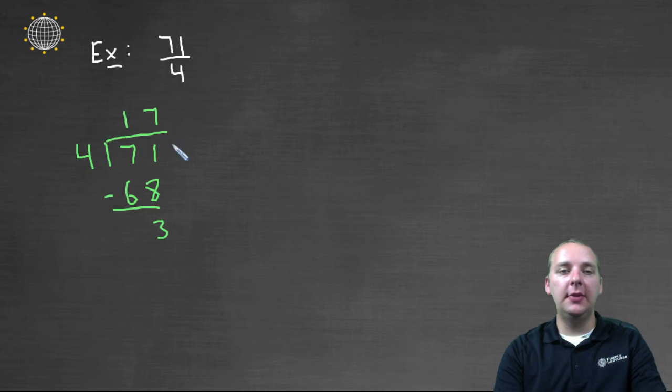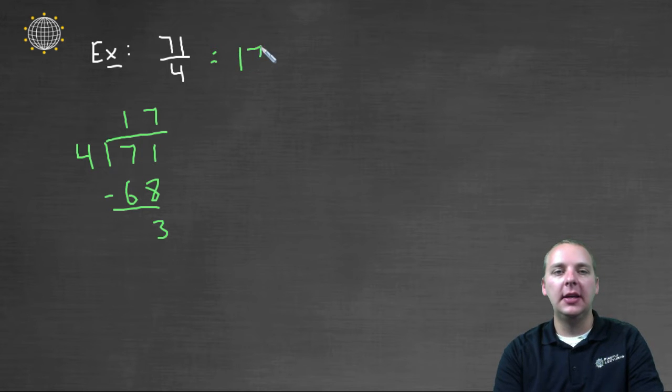So how would we leave this answer? What is 71 divided by 4? Well, mostly it's 17. That's the majority of your answer. You divide 4 into 71, it goes basically 17 times. If there wasn't a remainder, if the remainder was 0, we would be done. But now, how do we account for this remainder?